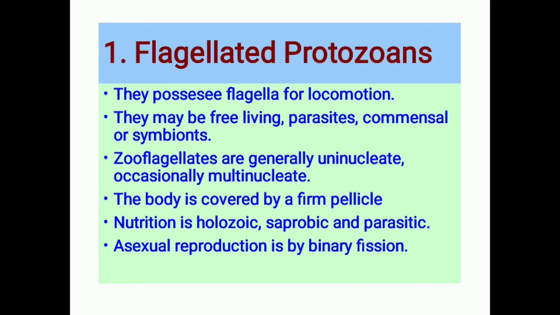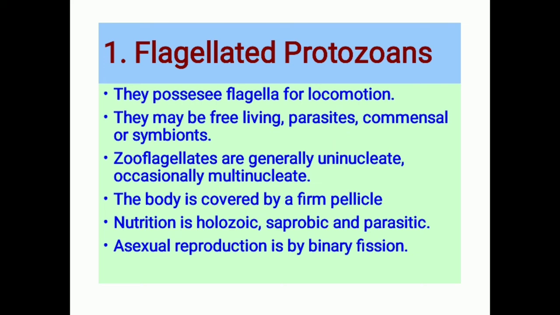The first group of the animal-like protists, or the protozoan protists, are the flagellate protozoans. That means they have the diagnostic feature that they possess flagella for locomotion, and they may be free living, or they can be parasite or commensal. Commensal here means that they may be in a non-benefited condition with some other living organism, or they can be symbionts, that is in a mutual relationship with some other organisms.